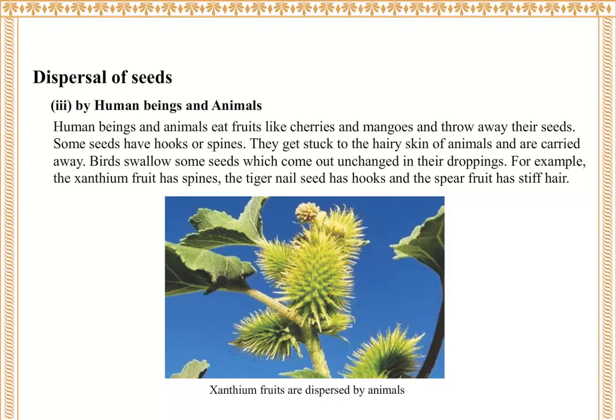Birds swallow some seeds which come out unchanged in their droppings. For example, the xanthium fruit has spines, the tiger nail seed has hooks, and the spear fruit has stiff hair. Xanthium fruits are dispersed by animals.